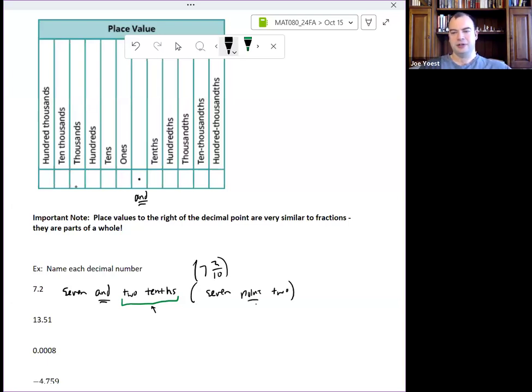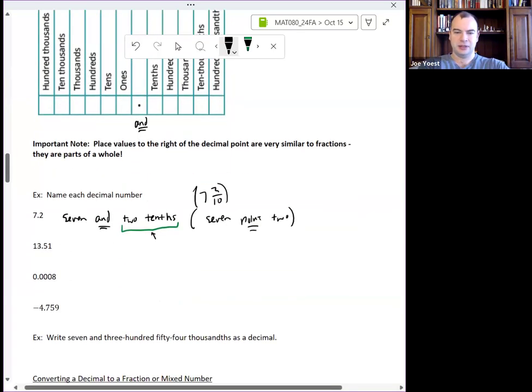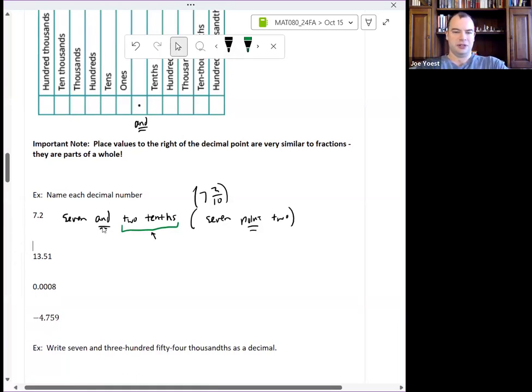But quite often we'll just hear people say something like 7.2. They'll just say "point" for the decimal point. But in this course, when I verbalize it, I'm going to try to usually say something like 7 and 2/10.